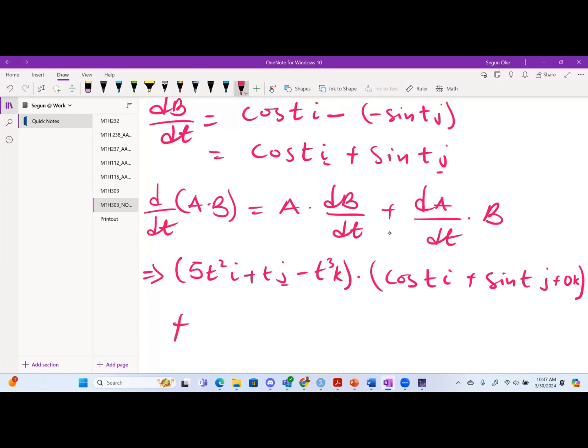Then plus, what is the dA/dt? 10t i plus j minus 3t squared k. Dot, what is B? Sine t i, sorry, minus cos t j plus 0k.